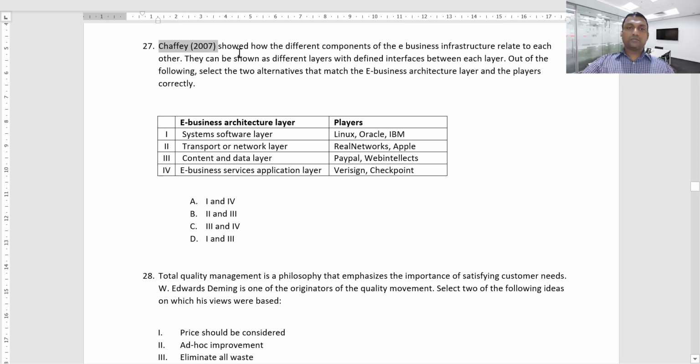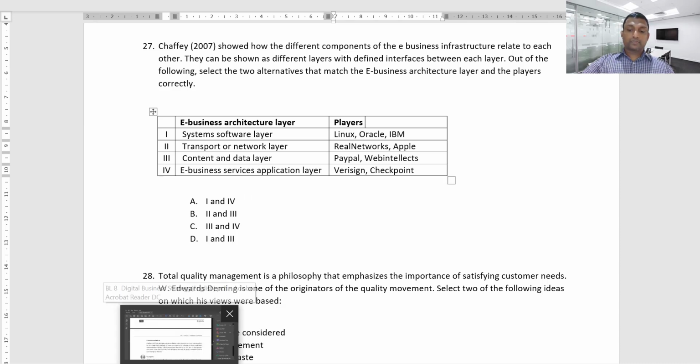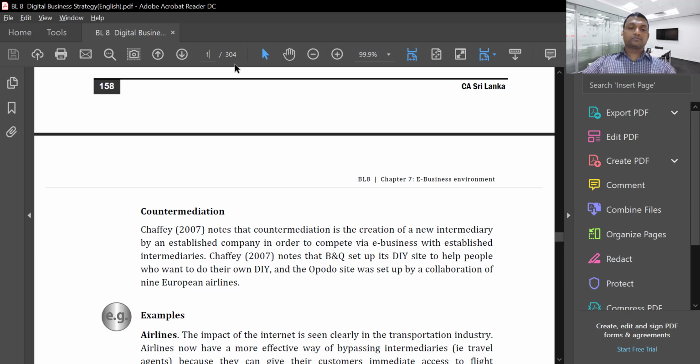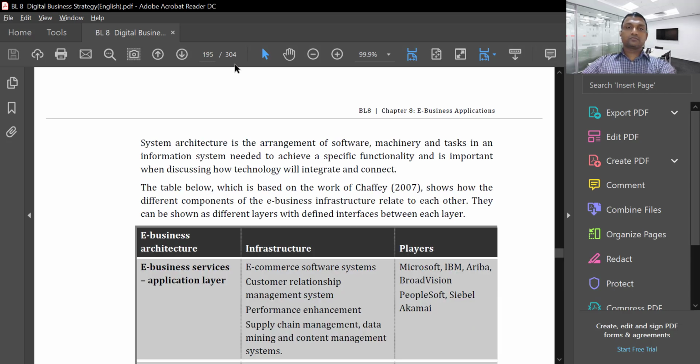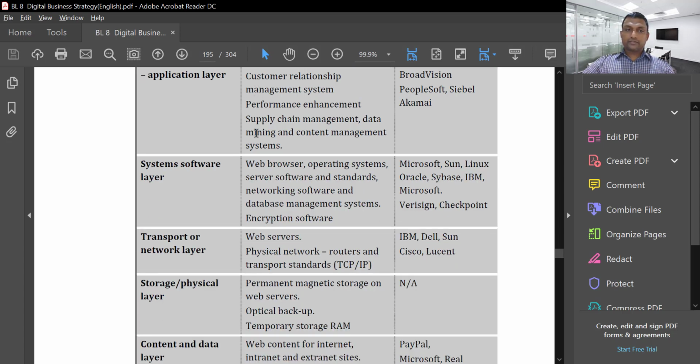So this is asking how each e-business architecture layer is matched with the real organizations or brands, how each layer is handled by each of these organizations or software. It has given 4 architecture types. Let's look at how this is discussed in the book. In the book, you can see there's a table which talks about this.